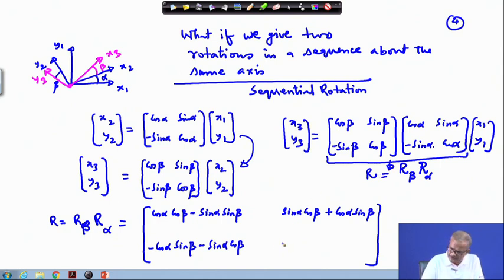And this one then gets reduced to minus sin alpha times sin beta plus cos alpha times cos beta, and then cos alpha times sin beta and then sin alpha times cos beta. So, this matrix I will write here in this place.